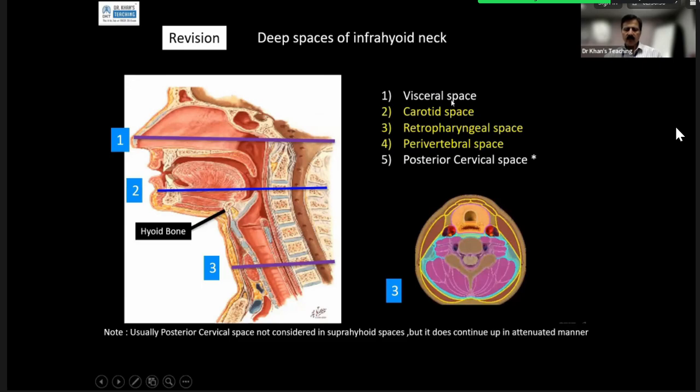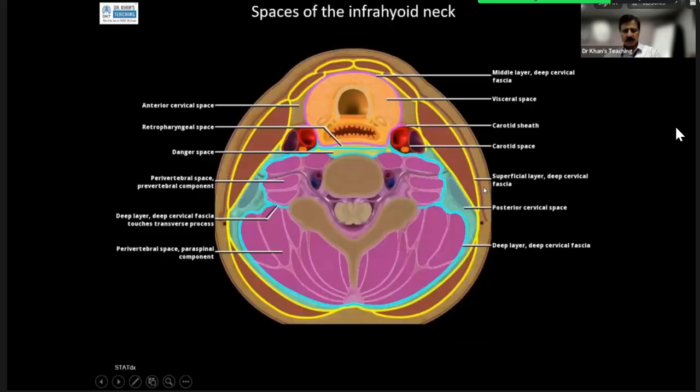On the other hand, the visceral space is only confined to the infrahyoid neck. Similarly, posterior cervical space is quite big in the infrahyoid neck. Technically speaking, it does continue in suprahyoid neck, but it is too attenuated. So we are going to leave this posterior cervical space, perivertebral space, and carotid space for the next time.